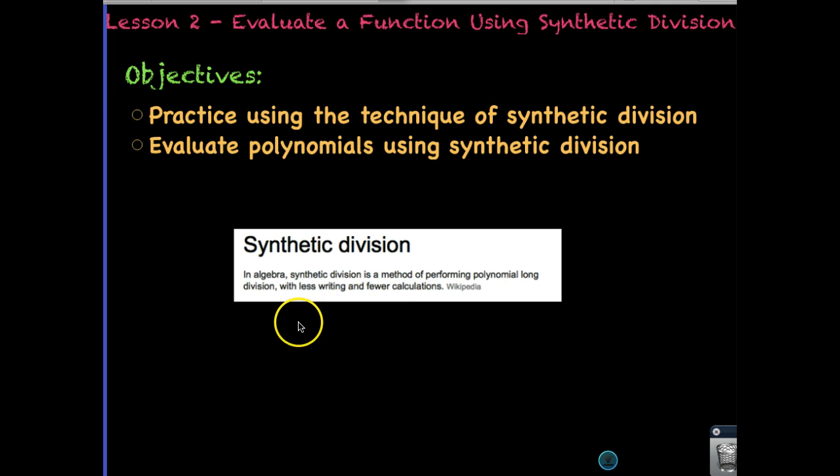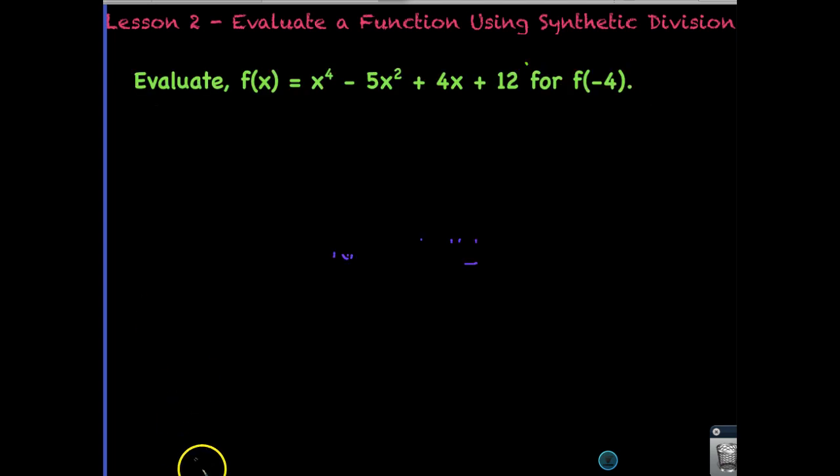If I look on Wikipedia, here's the definition of synthetic division. It says it is a method of performing polynomial long division with less writing and fewer calculations. And if you remember your previous lesson when you did long division to divide polynomials, that was quite a lot of detail, that was quite a lot of writing. So understanding how to use synthetic division can save you a lot of time when you are trying to divide. So let me show you what I mean, how we're going to use it to evaluate.